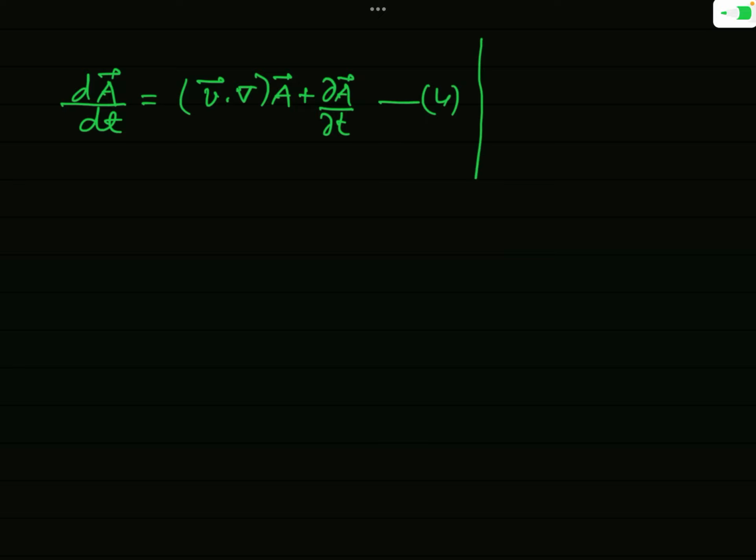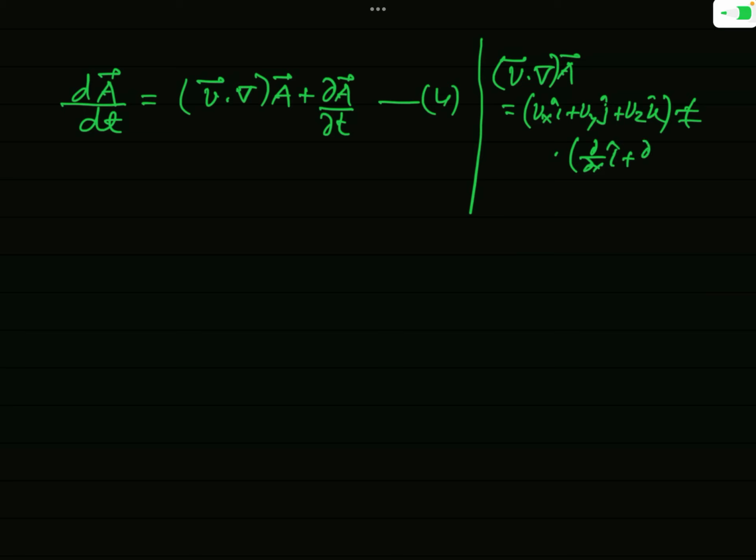In fact, you can check it that this v dot del A is equal to what? You know, v is vxi plus vyj plus vzk. So this can be written as vxi plus vyj plus vzk, and dot del. I am writing it here. Instead of del, you can write del xi plus del yj plus del zk, and this is operated on the function A.